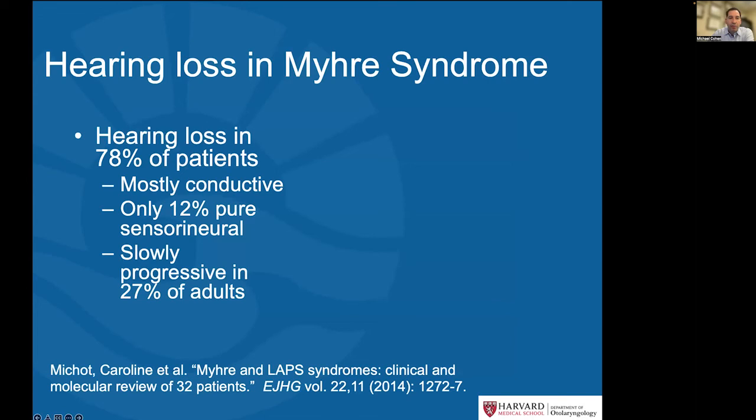So in Myrie syndrome, most hearing loss is actually conductive. 78% of patients with Myrie syndrome do have some type of hearing loss, but it's primarily conductive. Only about 12% of cases are purely sensory neural. And in some cases, this can be slowly progressive, meaning it gradually gets worse.